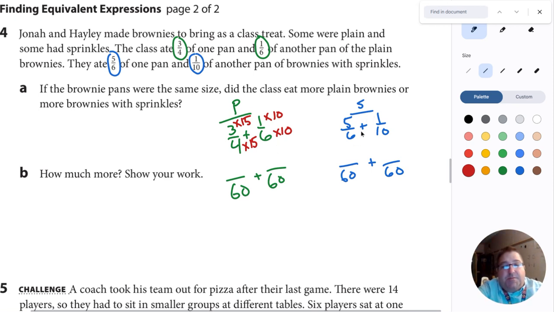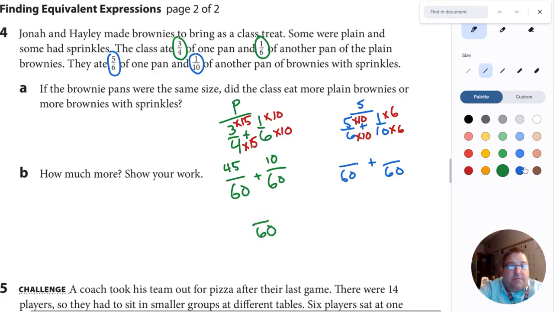And then over here, for our sprinkles, well, again, 6 times 10. So 5 times 10, that's going to go there. And then 10 times 6 and 1 times 6. All we do is get common denominators, guys. That's it. Write your new numerators. So 3 times 15 is 45. 1 times 10 is 10. So now I can add up these to figure out what was my final total with plain brownies.